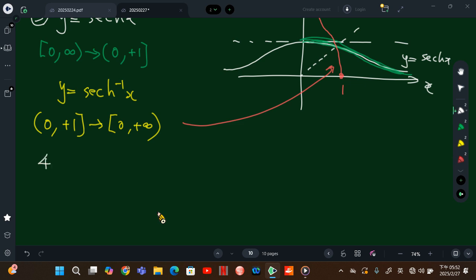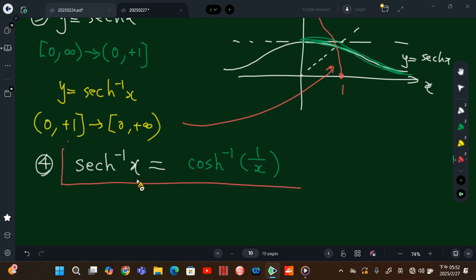Okay, then the fourth one I want to show you is this property, which is very important. Actually, arc hyperbolic secant x is equal to arc hyperbolic cosine of 1 over x. This property is very interesting. Did you notice that when we talk about the hyperbolic secant function, it is 1 over hyperbolic cosine x? So when we talk about its inverse, the relation in between is that x here becomes 1 over x.